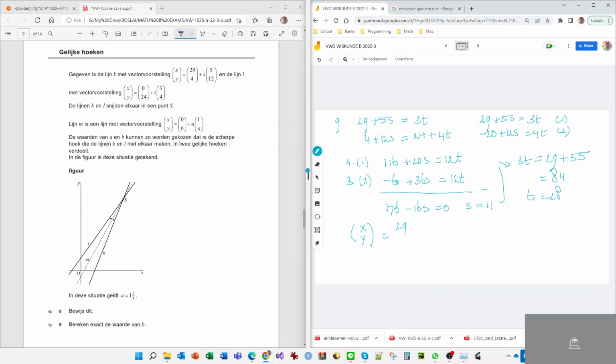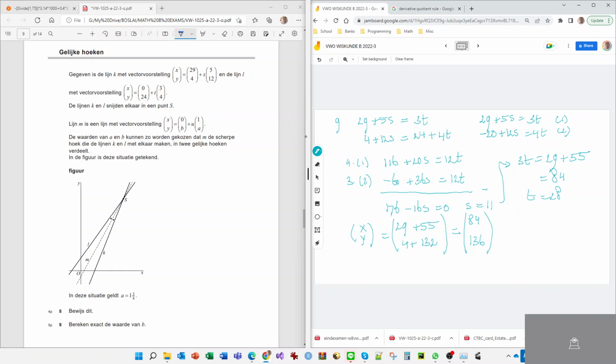That's 29 plus 55, 4 plus 132. Embarrassing, I still use my calculator because I'm lazy. It's (84, 136). Alright, at least there are whole numbers.